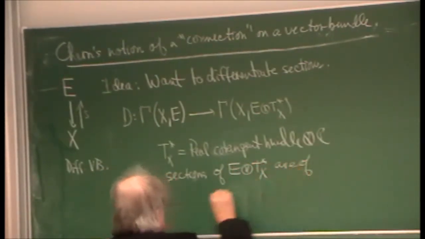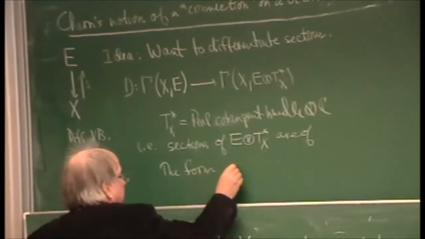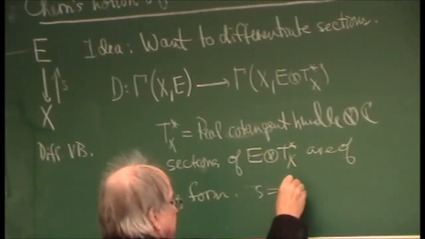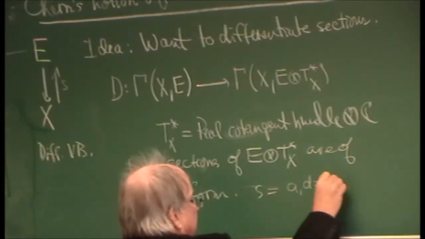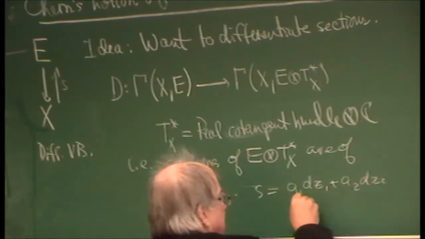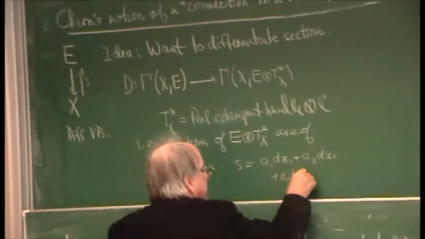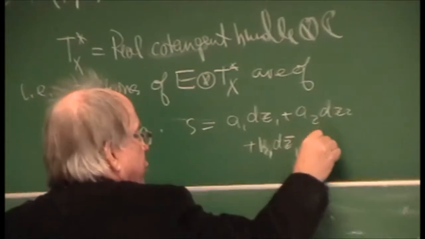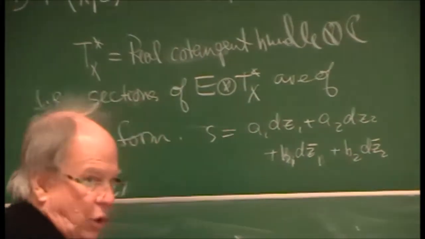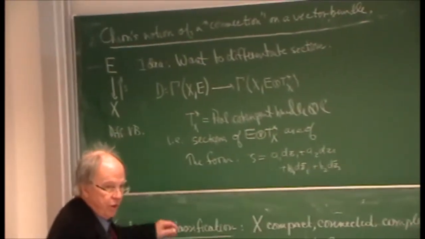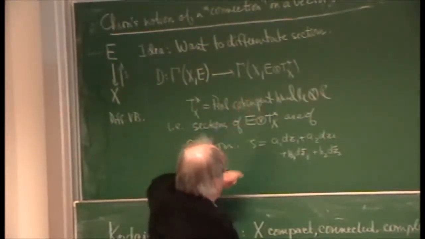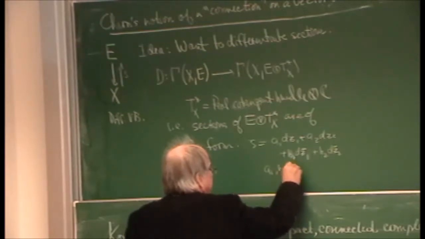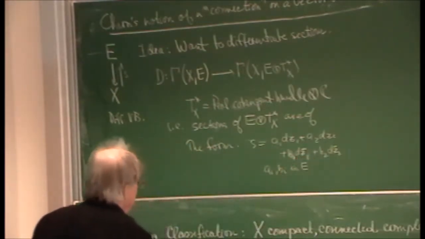Sections are of the form, local stuff S equals, so for surfaces I'll write one down, A1 dz1, A2 dz2, A3 dz3 bar, B1 dz1 bar, B2. So locally, just like that. No big deal. But of course, we tensored with this bundle, so it means the A_i and the B_i are sections of the bundle, are in E. So they transform as well.